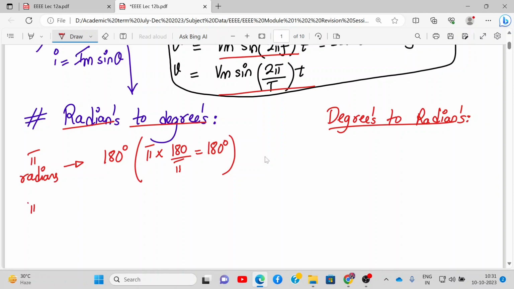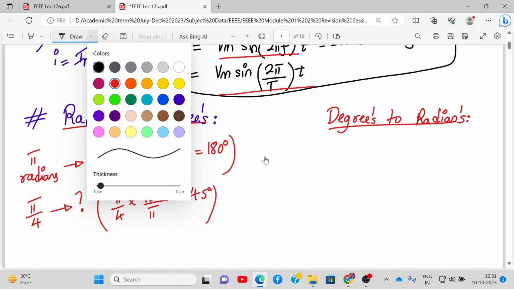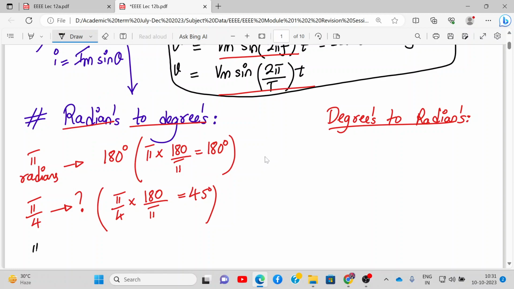Let's take another example. Let's take pi by 4. So pi by 4 is how many degrees? Okay, so what we do? Pi by 4 we multiply by 180 by pi. And if we see carefully, it will be 45 degrees. Let's take another example. Let's say we want to calculate how many degrees pi by 3 is.